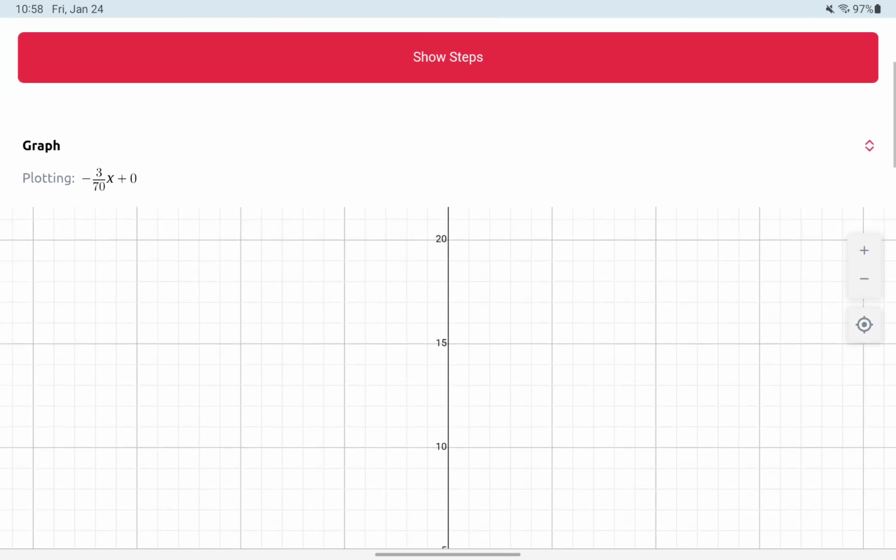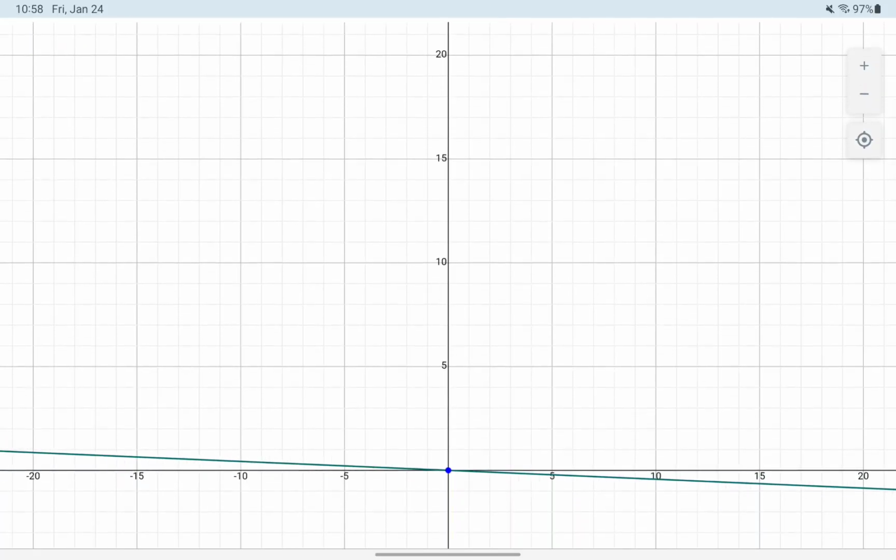That's both the x and the y intercept, because if we scroll down and look at our graph, we can see our graph passes through the origin. So we just have that single intercept in this case.